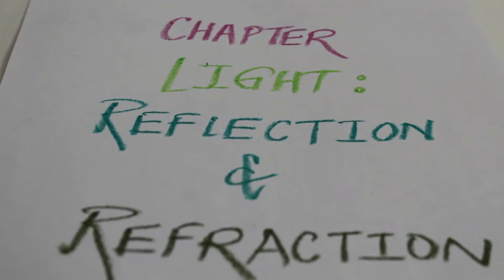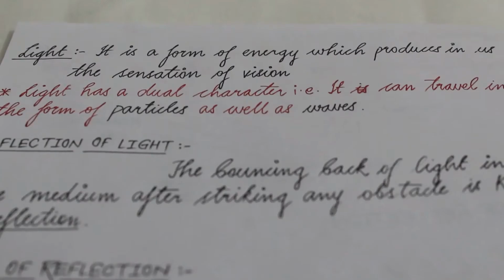Hello students, in this lecture we are going to start with the chapter Light, Reflection and Refraction. In this particular lecture we will learn about what basically light is, what are the various phenomena shown by light, then we will study about images formed by light, and then we will move to spherical mirror and the terms related to spherical mirror.